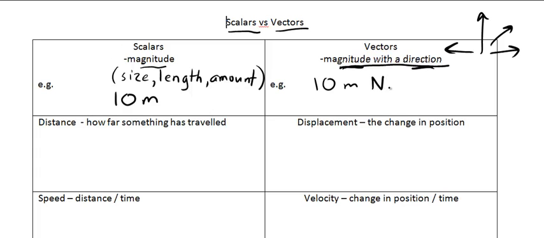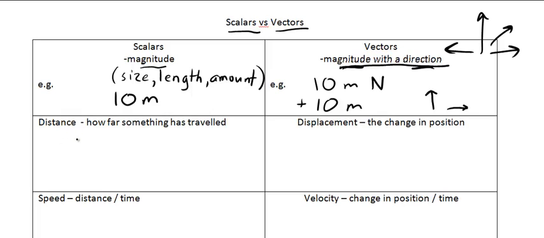So we can use north, south, east, or west for direction. We can also use positive and negative. So if we say positive 10 meters, that means 10 meters that way or 10 meters that way. Okay, up or to the right is positive usually. It is for Science 10 anyways.